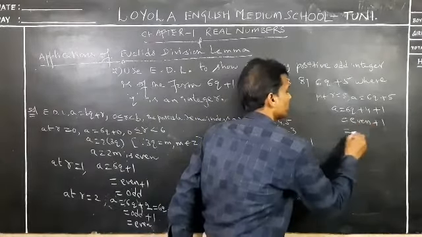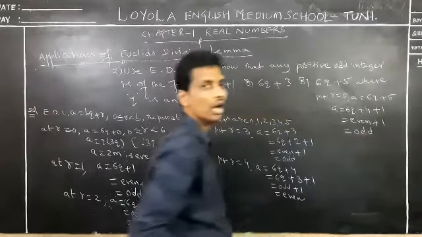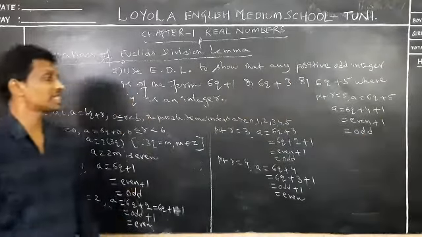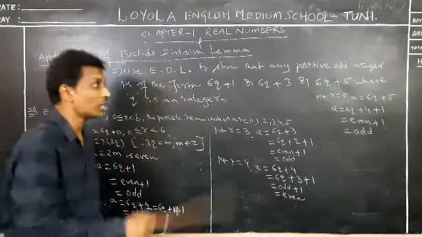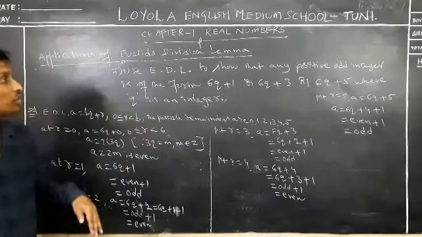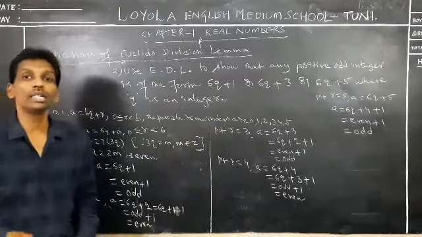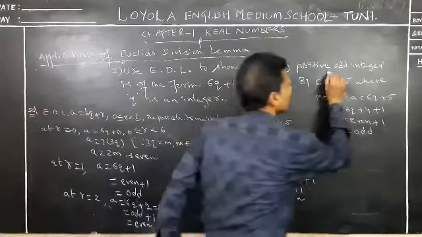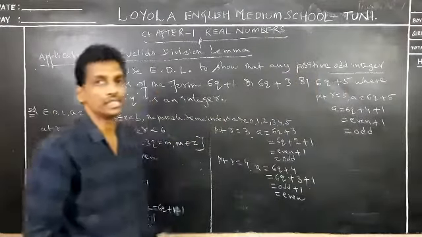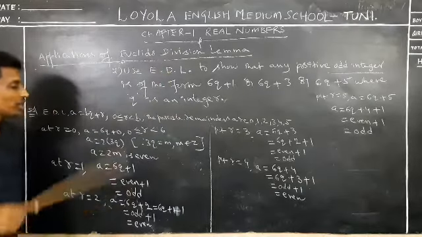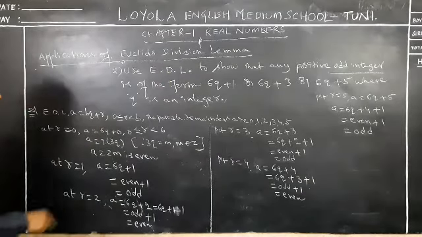Even plus 1. The result becomes what? Odd. Under what conditions did we get an odd number? Did we want to prove the conditions are even integers or odd integers? See, we want to show odd integers. So, where do we get odd integers?